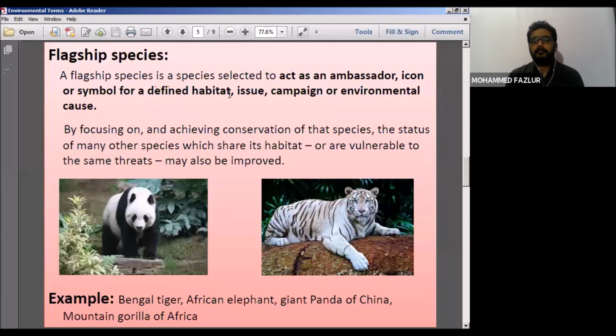So basically, flagship species are declared because of habitat loss, or because these species are directly or indirectly getting affected by habitat or environmental impact. So that's the reason we declare a particular species as a flagship species, so that these species will be getting a lot of attention and also protection.